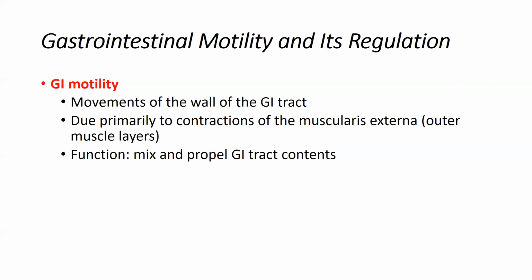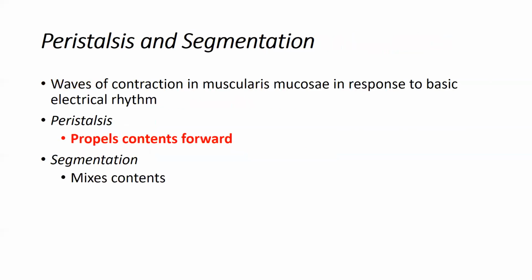Now, the functions of motility are twofold. We want to not only move the food along the tract, but we also want to mix it properly. We want to make sure that it's well mixed, evenly distributed, so that all those nutrients are exposed to the apical surface of the cells to be absorbed.